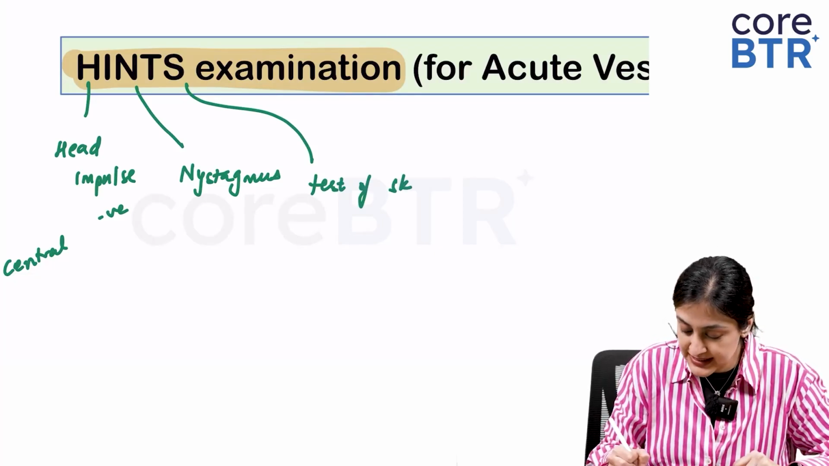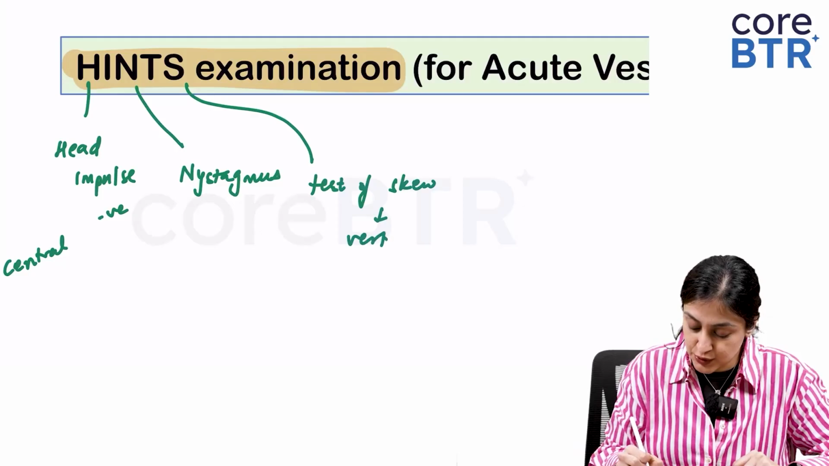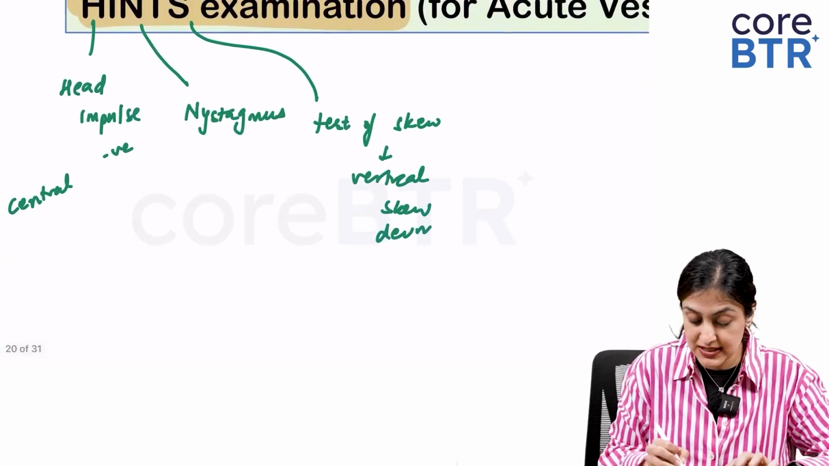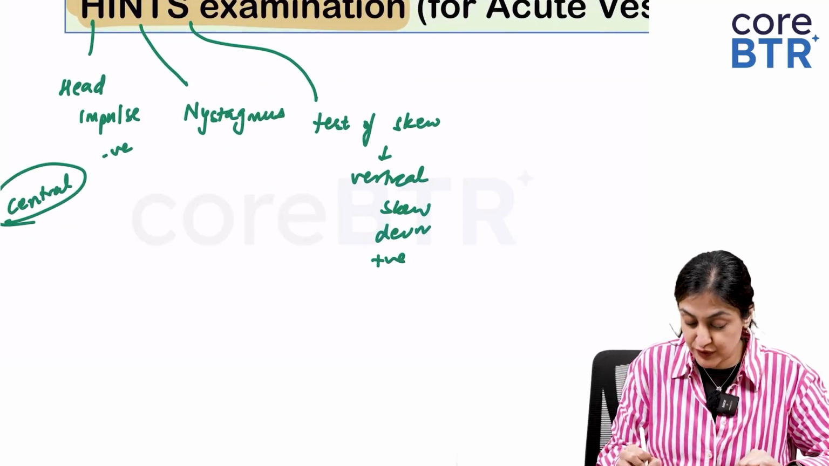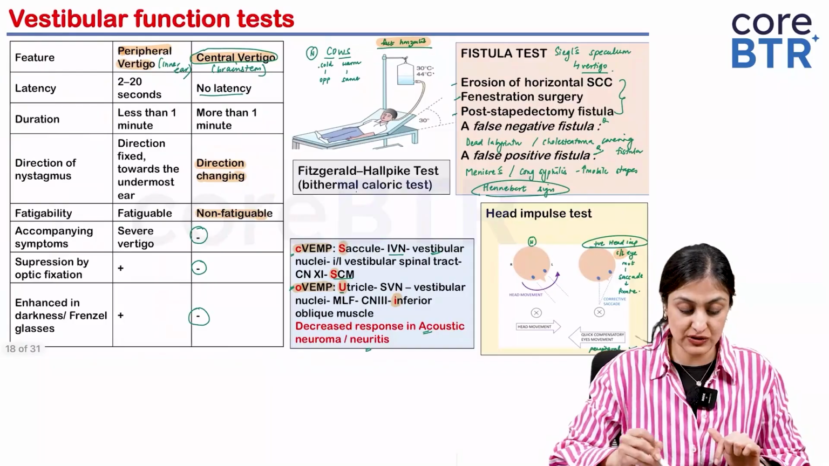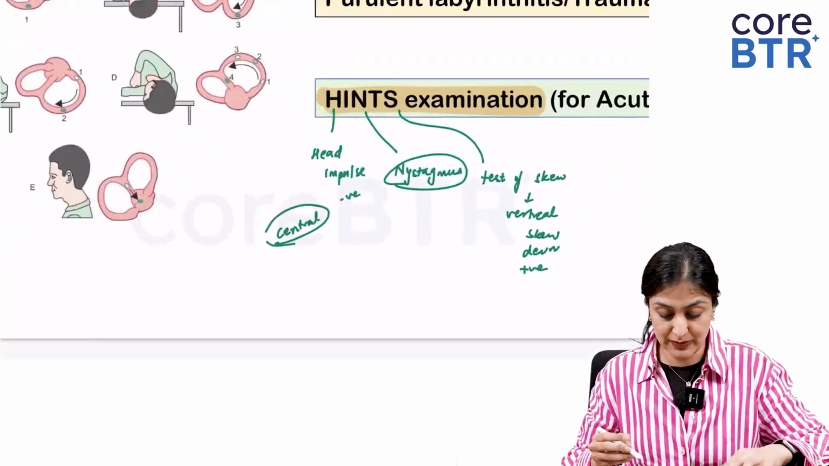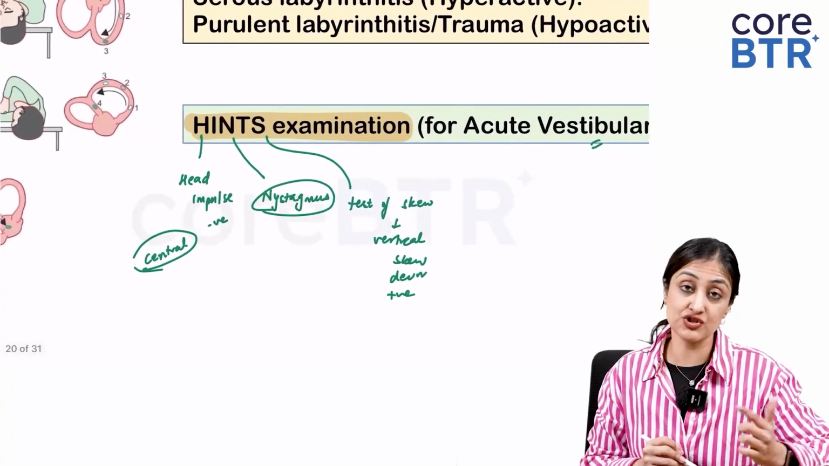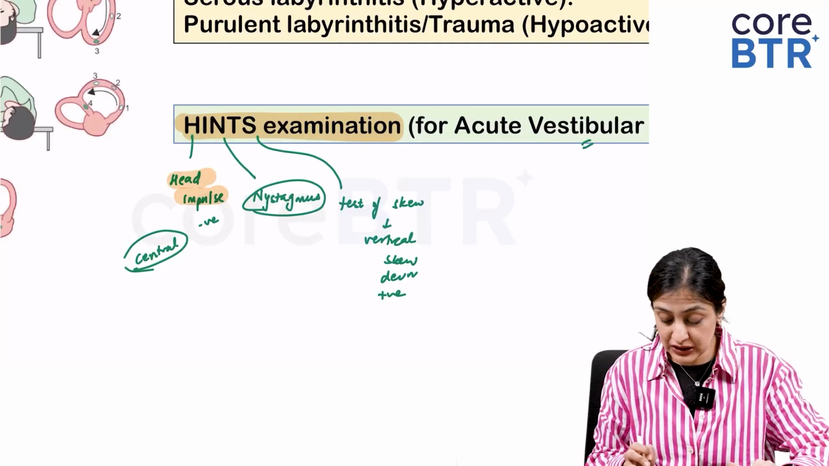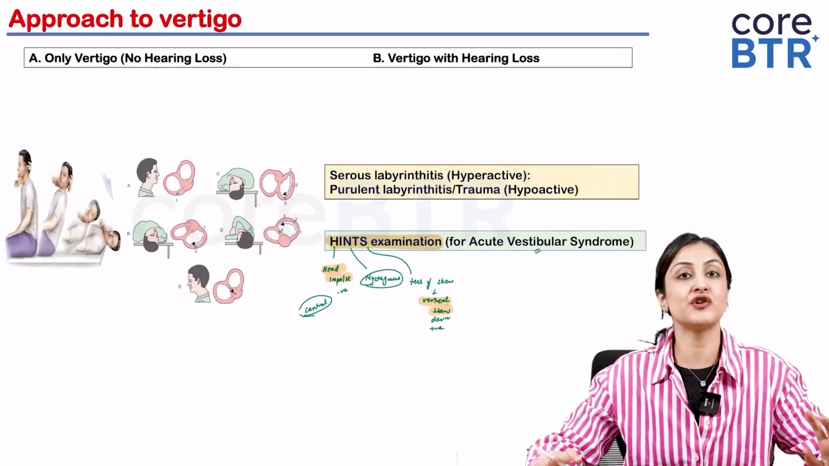So HINTS, the TS is test of skew, and there is something called vertical skew deviation. So vertical skew deviation, I don't want to go into the details, is something which will be positive for central. Nystagmus features, I've already told you how to distinguish central versus peripheral, right? So this we have already done about how the nystagmus would be. So using this HINTS examination, we'll know whether it's central or peripheral. Head impulse only in peripheral, vertical skew only in central, right? So that's one. So central versus peripheral is now figured out.